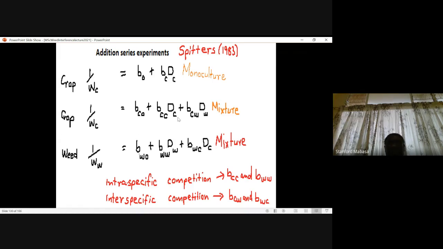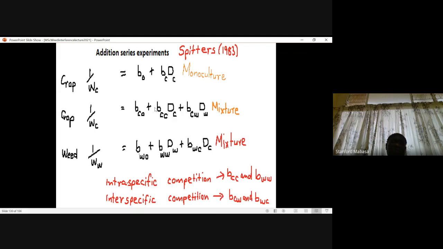Now, this is the situation in a crop where we have a mixture. We can express the reciprocal of the crop weight with this sort of equation. This is the intercept, and BCC and BCW are the slopes, or just the coefficients.